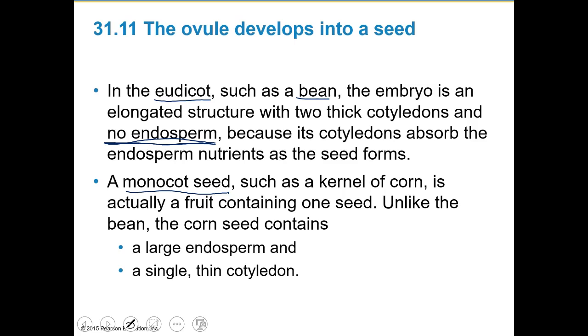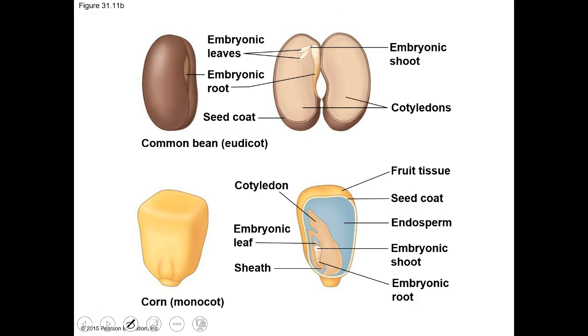Monocots, like a kernel of corn, actually contain a fruit containing 1 seed. Unlike the bean, the corn seed contains lots of endosperm and a single thin cotyledon. So we can sort of see what it looks like. Here's a bean. These are actually the 2 cotyledons here, and so there's not really any endosperm there. In the monocot, we may have 1 cotyledon, and we'll actually still have the endosperm to kind of add nutrition.